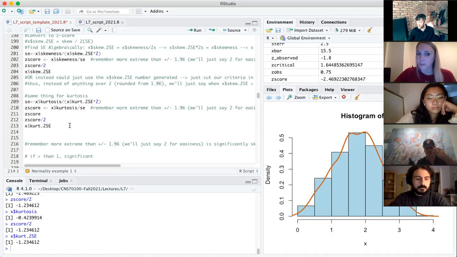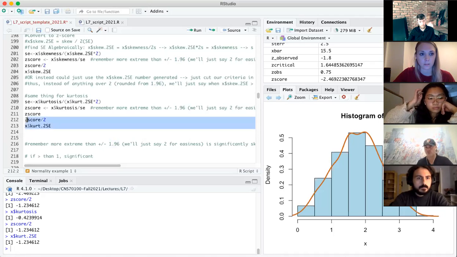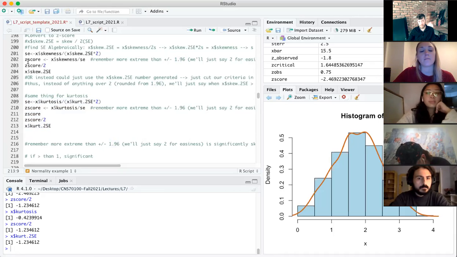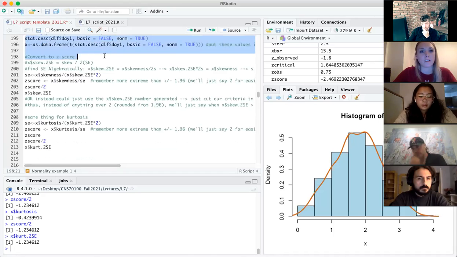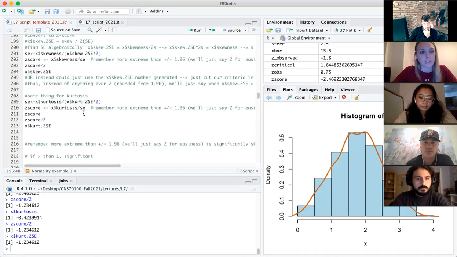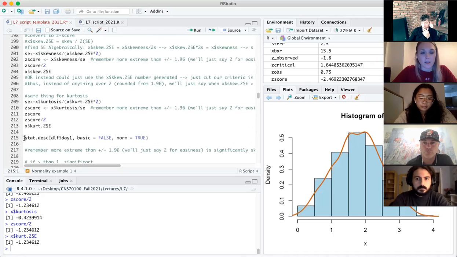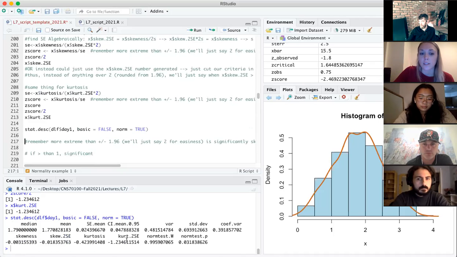I'm not sure why we're halving it though. The stat.desc function itself does that. That's just the value it gives out to make it easier to look at. So you can just quickly look at this kurt.2SE, and if it's more extreme than positive or negative 1, it's significant. You can also look at this one, more extreme than positive or negative 1. It's just for ease of looking at it, using 1 instead of 1.96.